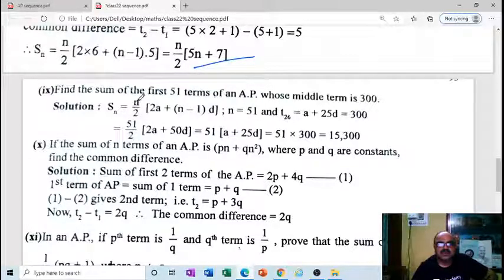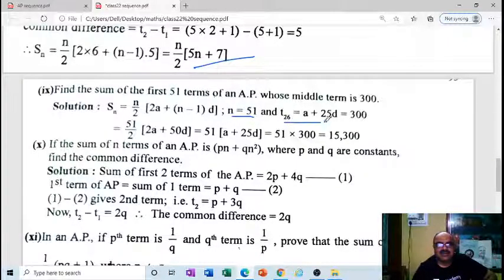Sn is equal to n by 2 into 2a plus n minus 1 into d. N is 51. So T26 is a plus 25d, which is 300. Now 51 by 2 into 2a plus 50d. If you take 2 out common in this equation, it is a plus 25d. And 2 cancels with this, it is only 51 into a plus 25 into d.